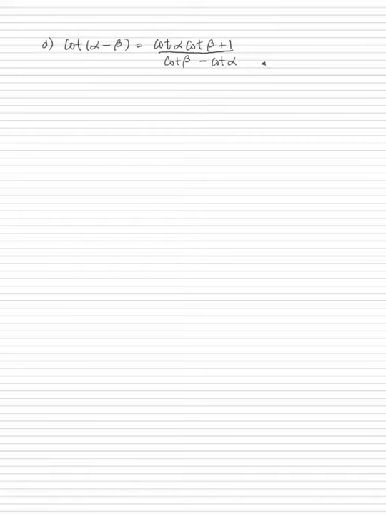Okay, now let's look at the next one. Cotangent of alpha minus beta equals cotangent alpha cotangent beta plus 1 all over cotangent beta minus cotangent alpha. So try this one on your own again, and don't get frustrated. Okay, so I'm going to pretend that you paused it, and let's do this.